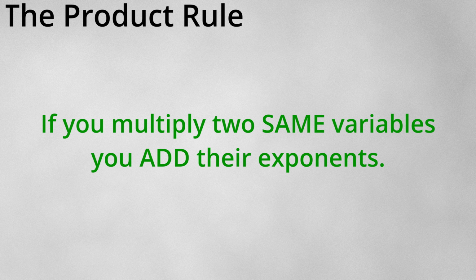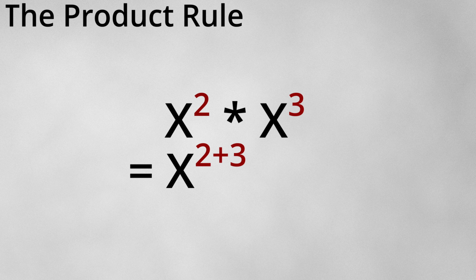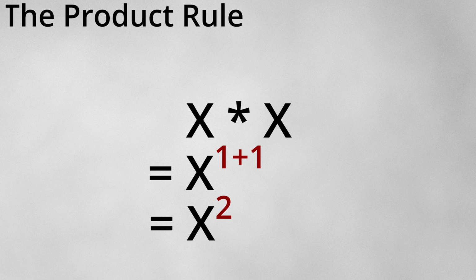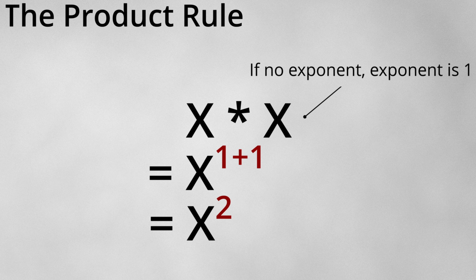Now, we have our first rule, the product or multiplying rule. This rule just means that if you multiply two same variables together, you add their exponents. For example, x squared times x cubed equals x to the power of 5. Or x times x equals x squared, because as stated earlier, if there is not an exponent written, the exponent is actually 1.